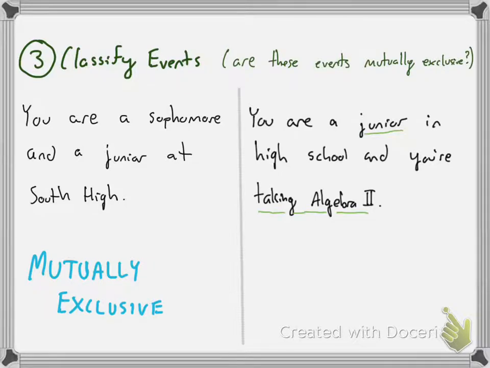Clearly here I could see most of this class is juniors and you're in Algebra 2, so clearly there's overlap there. So these would not be mutually exclusive. Sometimes I think it's helpful to just call that overlapping instead of saying not mutually exclusive, because then you're dealing with a double negative. So you can think of it as mutually exclusive and overlapping, which pair up as opposites of each other. Personally, that's helpful for me.